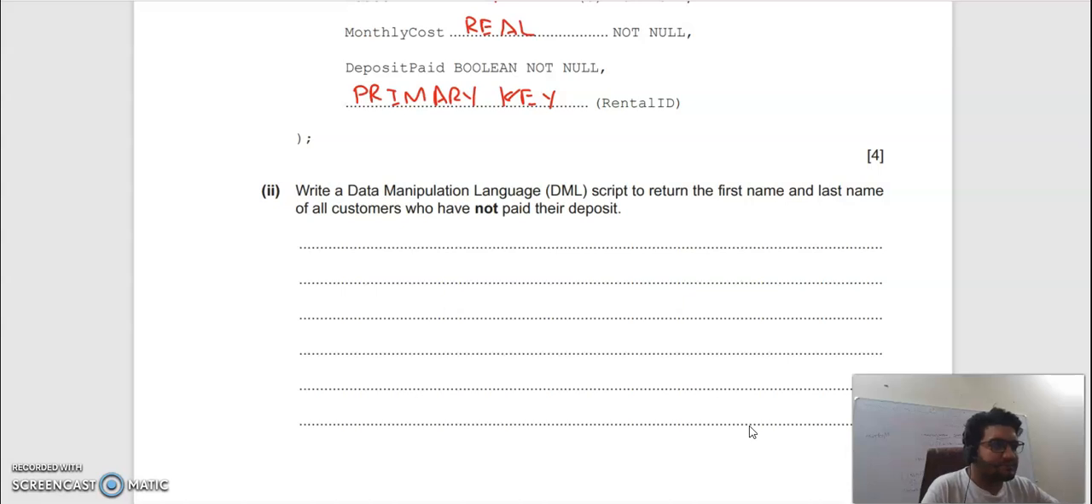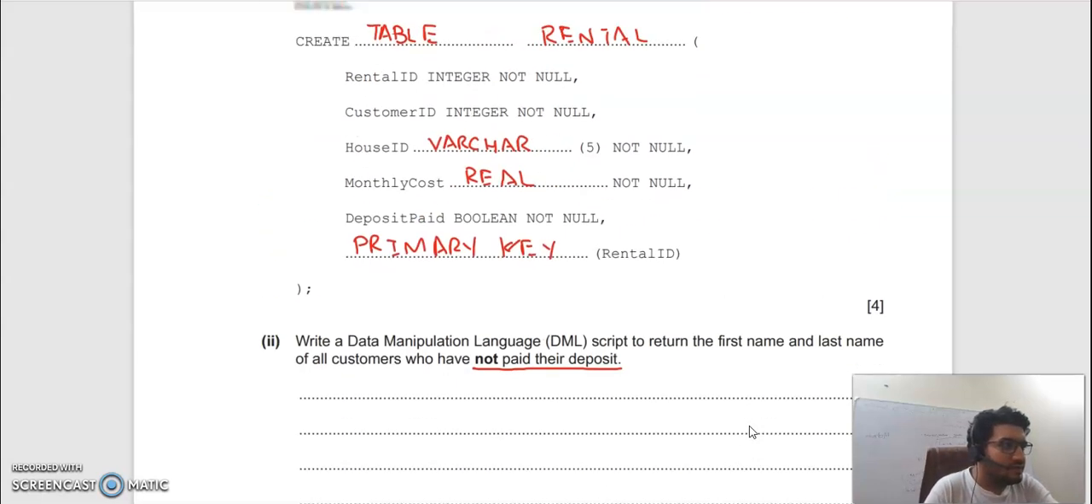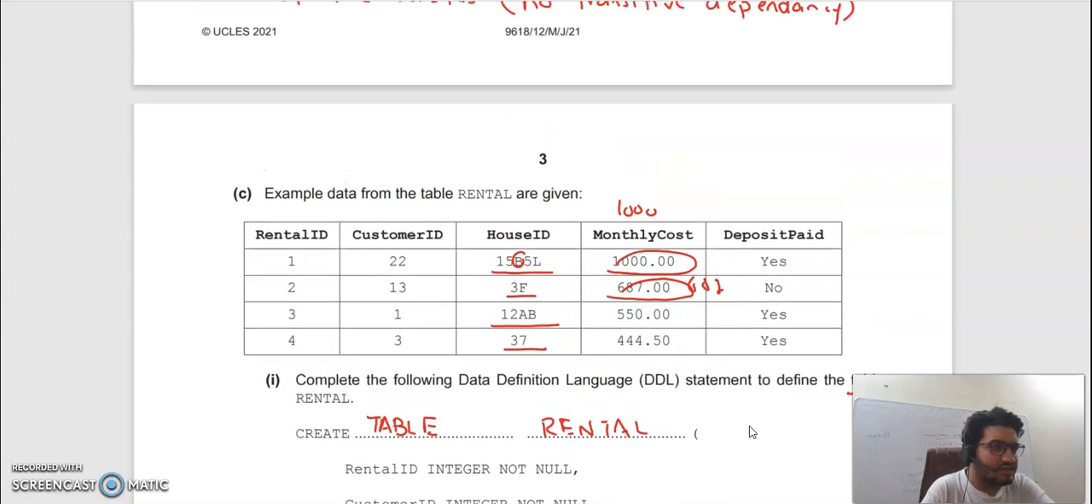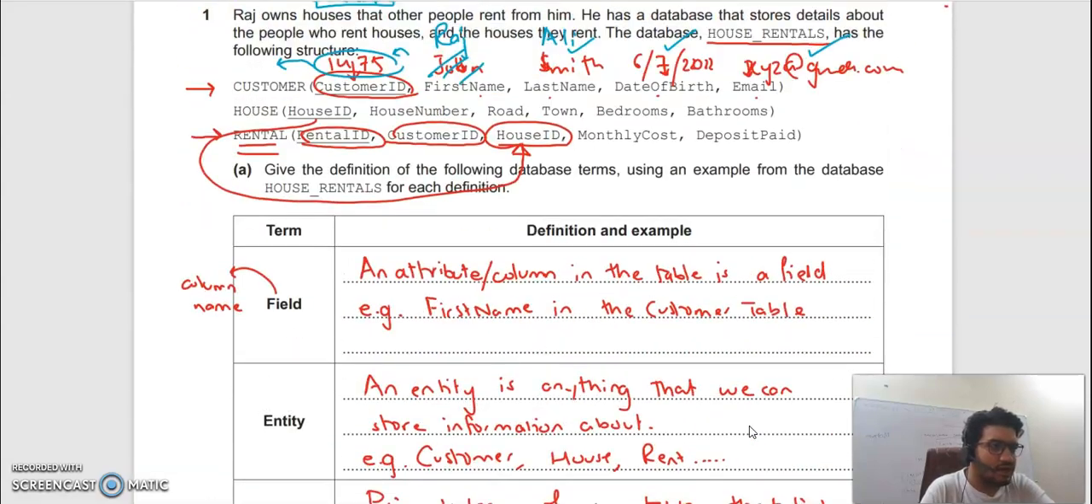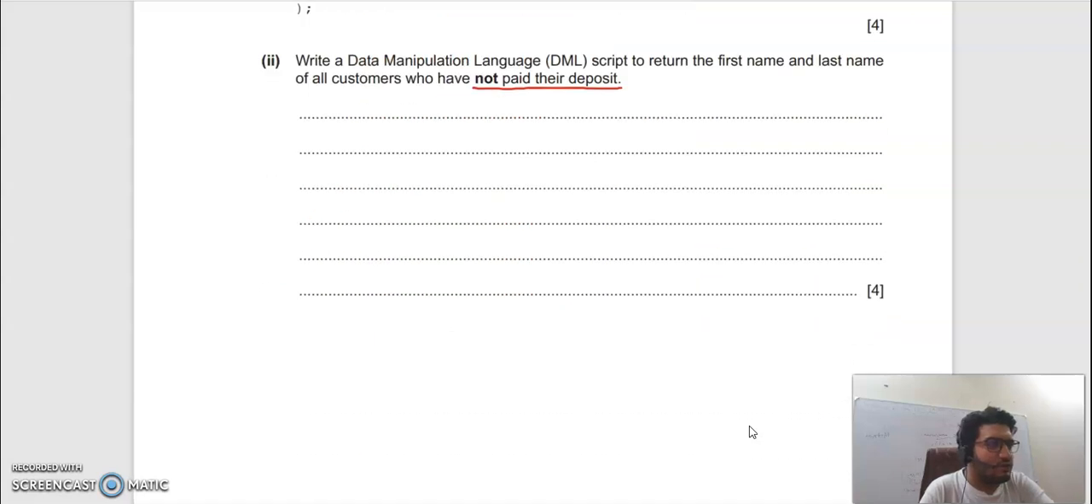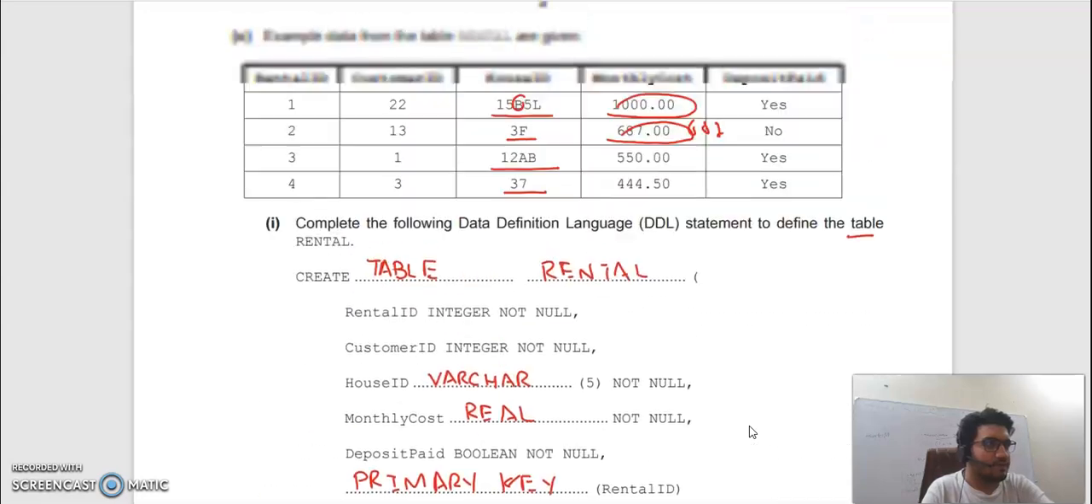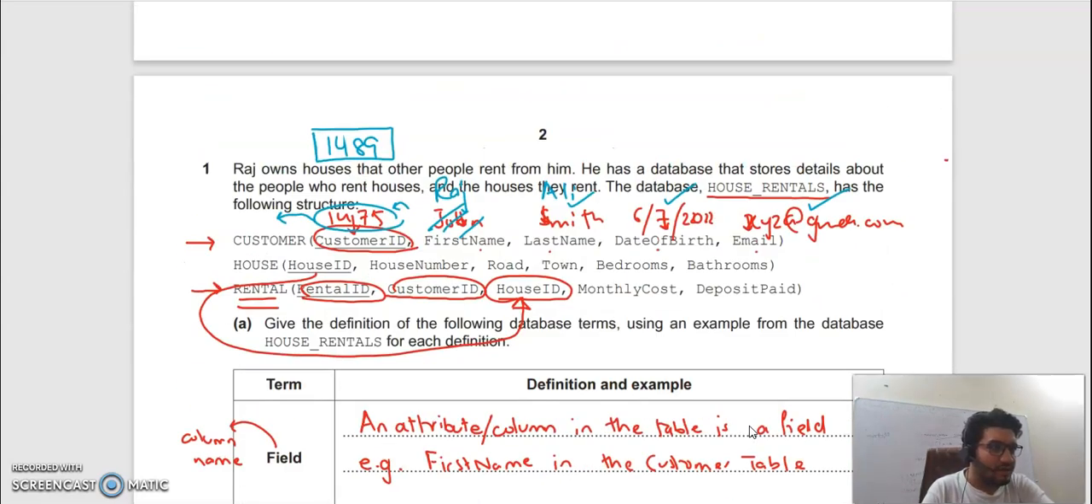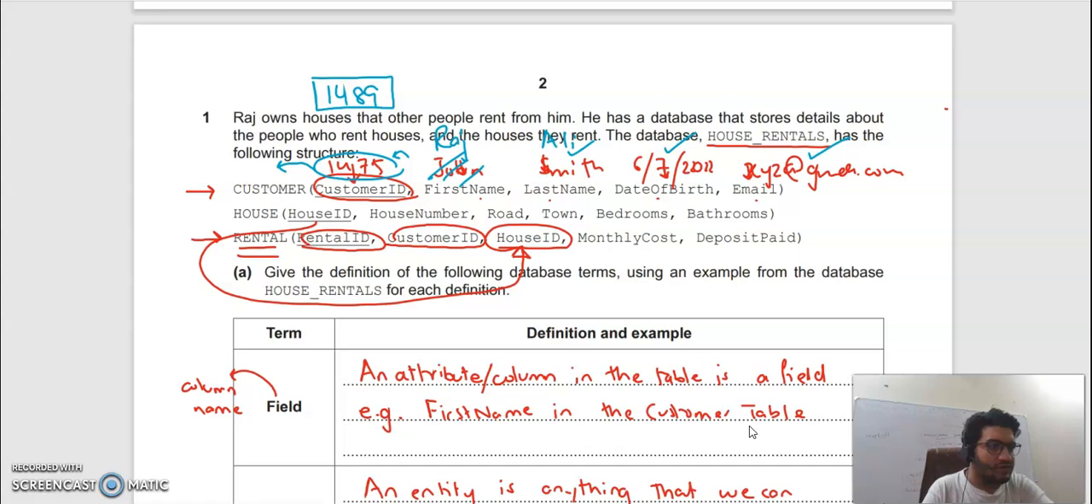Okay, now it says return the first name and last name of all customers who have not paid their deposit. Well, very quickly, if I go back, I need to figure out the first names and last names of all customers who have not paid their deposit. If you think about it, I need the first name and the last name, right? Of all the customers who have not paid their deposit, right?